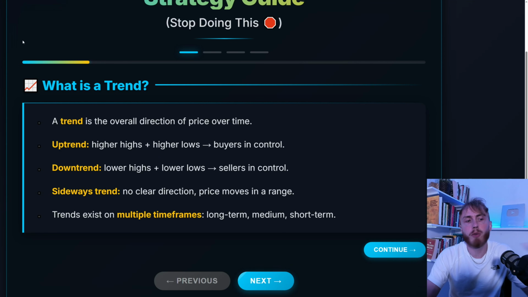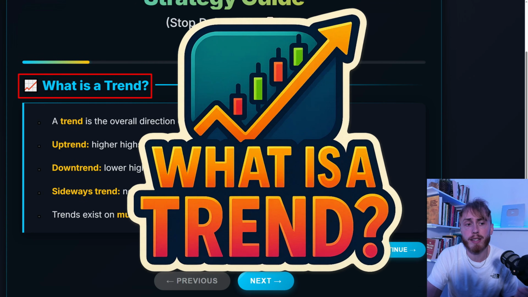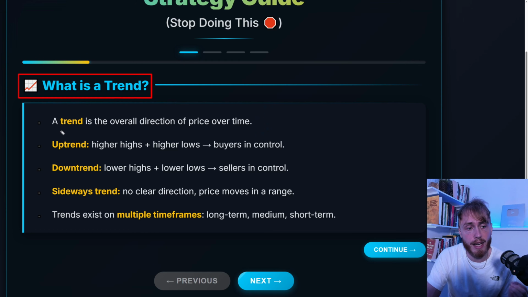But alright, before we can start drawing our trend lines, we first need to understand what a trend in trading is. In very simple terms, a trend is the overall direction of price over time. When we have an uptrend, we're looking out for both higher highs and higher lows. So this looks something like this.